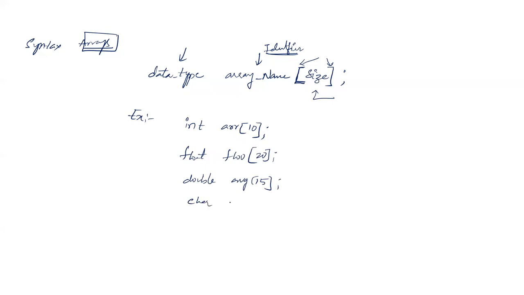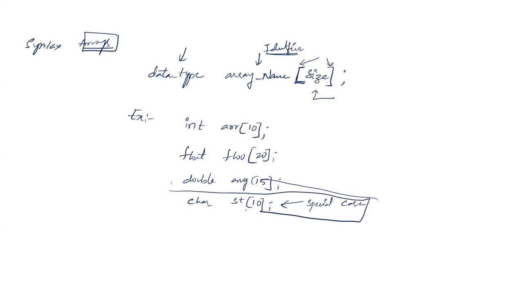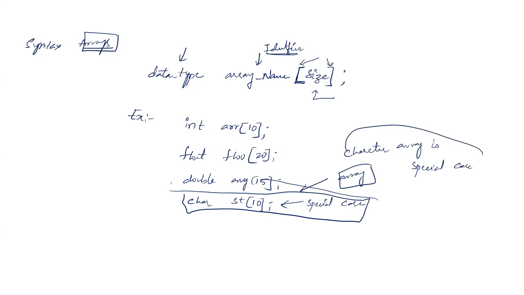char st[10]. So this again is a special type, a special case. We'll discuss this in detail later, but it is also an array. Remember, it is also an array. But character array is a special type. Character array is a special case. We'll discuss that in detail later, but it is also called an array. It is not excluded, it is an array, but character array is a special case.